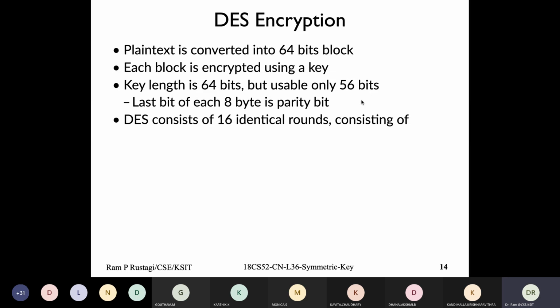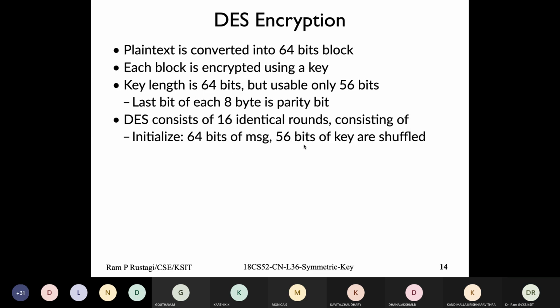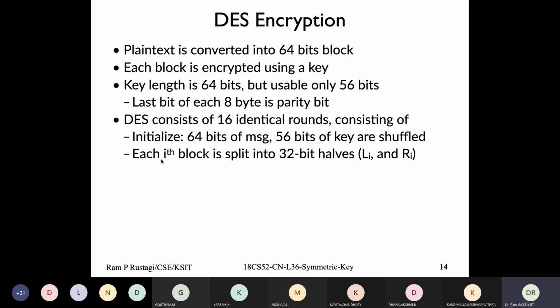And then the algorithm is applied in 16 rounds. As we said, the round consists of first initializing the message and shuffling the 56 bits of the key. Then each i-th block is split into two 32-bit halves, the left half Li and the right half Ri. With 16 iterations, you have L1 and R1, then L2 and R2, L3 and R3, and so forth. Again, the key is shuffled.